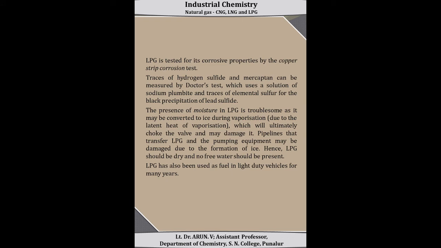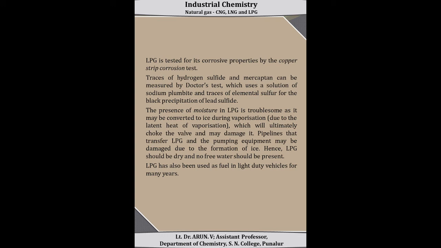Also the LPG is tested for its corrosive properties by the copper strip corrosion test, and the traces of hydrogen sulfide and mercaptan can be measured by the doctor's test, which uses a solution of sodium plumbate and traces of elemental sulfur for the black precipitation of lead sulfide.